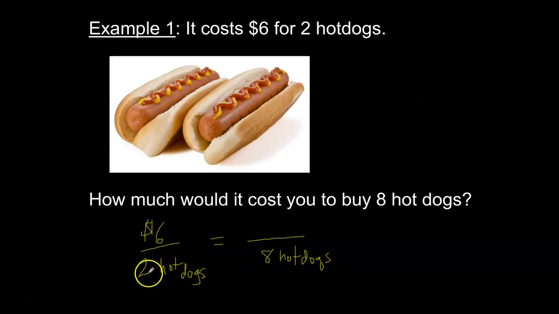You'll notice if we're going from 2 to 8, that is an increase. So we're multiplying, we're scaling up. We're multiplying 2 by 4 to get to 8. We also have to multiply 6 by the same number that we multiplied the denominator by to create an equivalent ratio or an equivalent fraction. 6 times 4 gives us 24. So by creating an equivalent fraction, we were able to come up with the cost of 8 hot dogs. So 8 hot dogs will cost you $24.